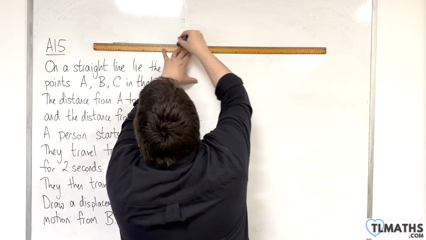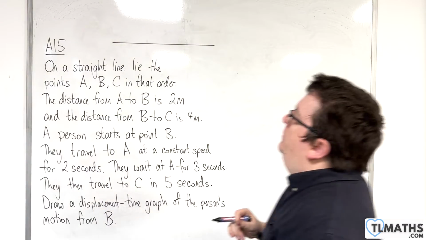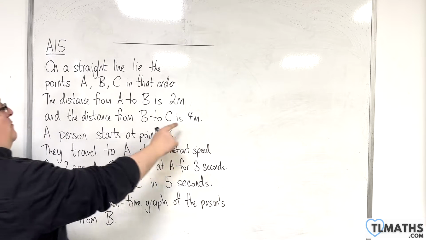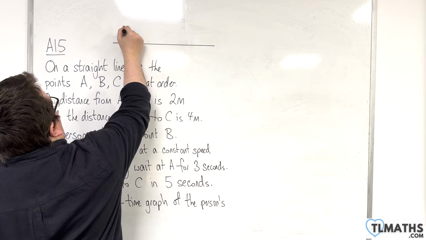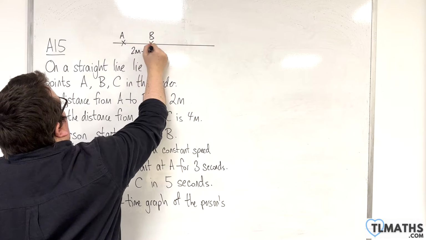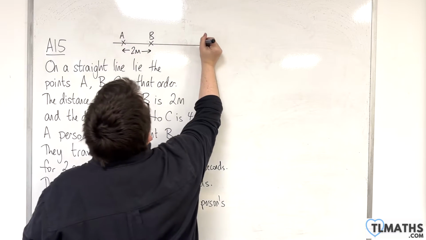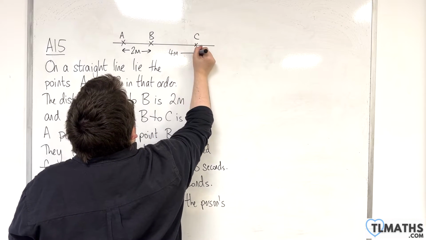So here is my line. And we've got A, B and C in that order. The distance from A to B is 2 meters and the distance from B to C is 4 meters. So here is point A. Then you've got point B, and this is 2 meters in distance. And then from B to C is 4 meters. So there's point C, and this is 4 meters.